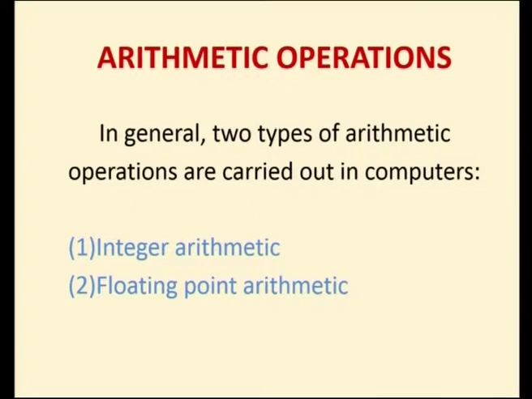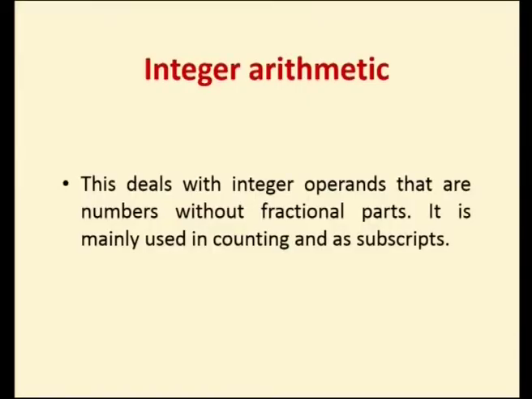Basically, there are two types of arithmetic operations carried out in computers. One is integer arithmetic, another one is floating point arithmetic. Integer arithmetic deals with integer operands, that are numbers without fractional parts. That is, it consists of only whole numbers. So, it is mainly used in counting like 1, 2, 3, 4 like that. It is used in counting and also as subscripts.